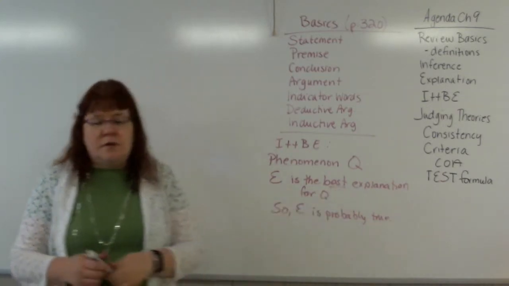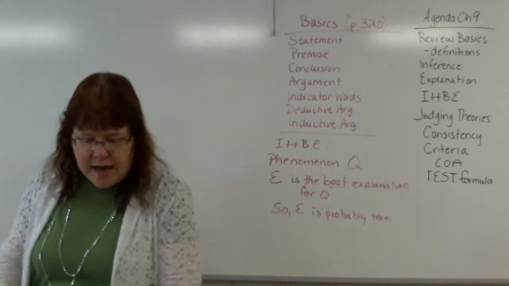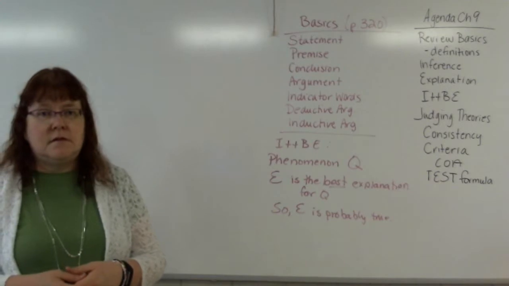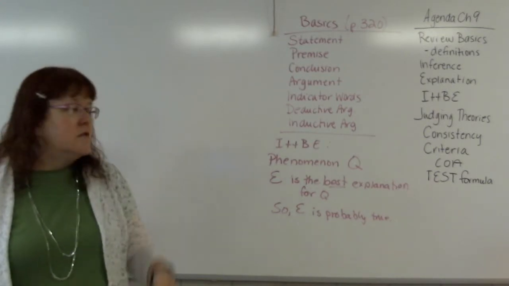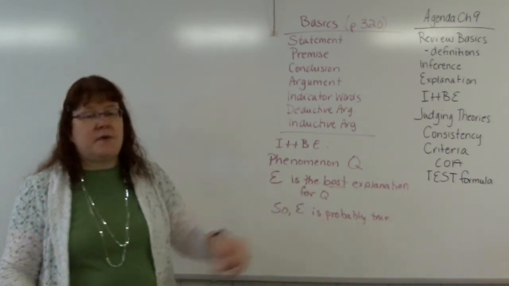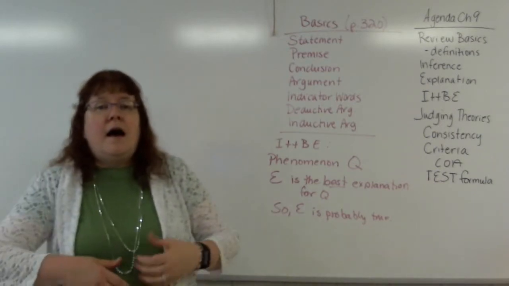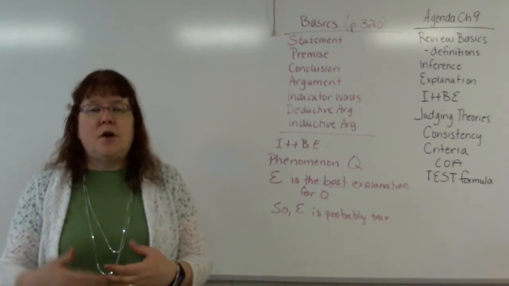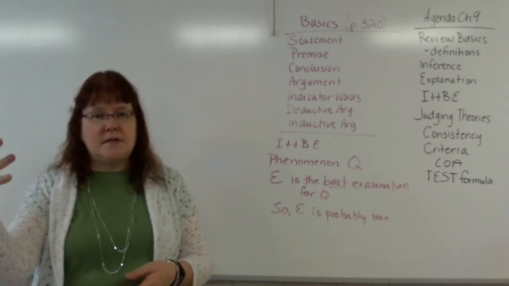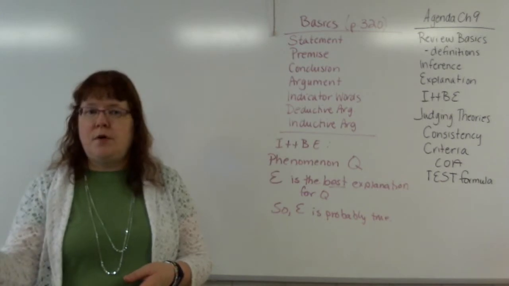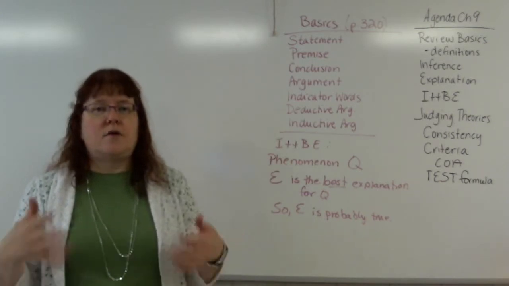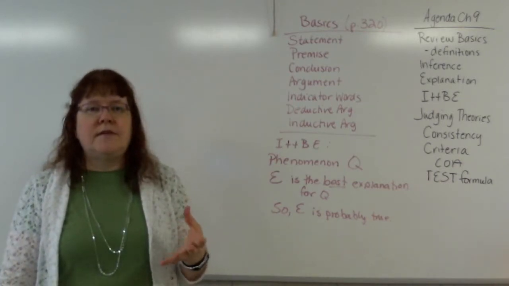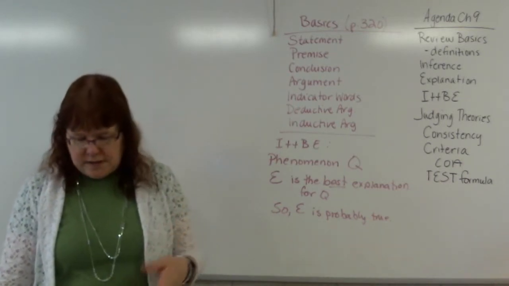When we use this descriptor, this adjective, to say it's the best explanation, that means there are others. If there were no others, we would just say E is the explanation. E is the best explanation. Well, that means we've gone through some steps and we know this is the best, most probable explanation for our phenomenon, our state of affairs, our situation. So E is probably true. Again, we're living in the middle of inductive reasoning here.